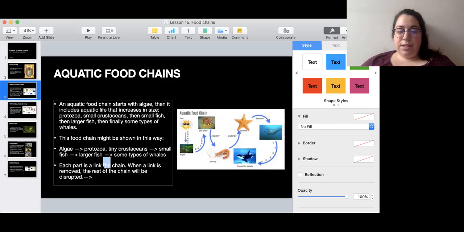And when a link is removed, when you take away one link, then the rest of the chain is going to be disrupted. So this is why it's dangerous to hunt many animals of one type, or when a species is endangered, different food chains start stopping, and that's a problem.